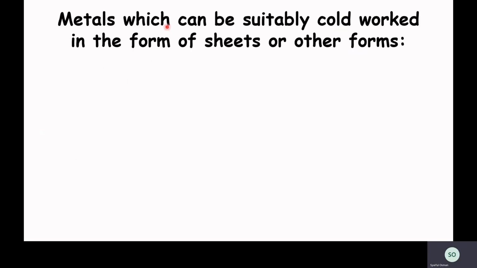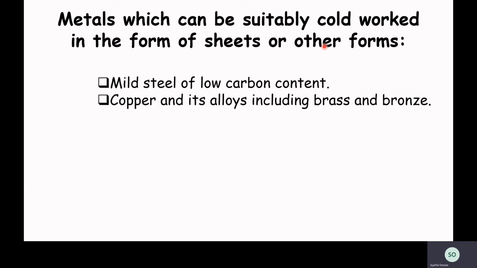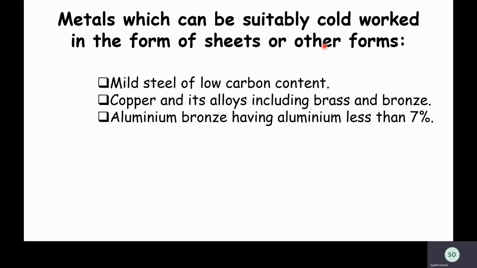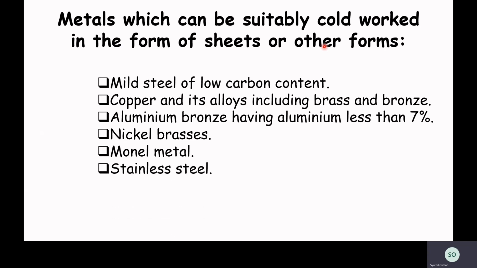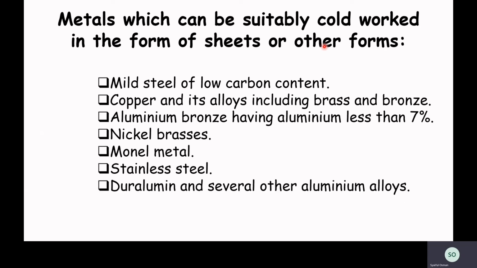And here we have some examples of metals which can be suitably cold worked in the form of sheet or other form. For example, mild steel of low carbon content is suitable for cold working. And we have copper and its alloys, including brass and bronze. Then we have aluminum bronze having aluminum less than 7%. And we have nickel brasses. We have Monel metal. Monel is a nickel copper alloy. And stainless steel is also suitable for cold working. And we also have duralumin and several other aluminum alloys. Duralumin is a hard, light alloy of aluminum with copper and other elements.